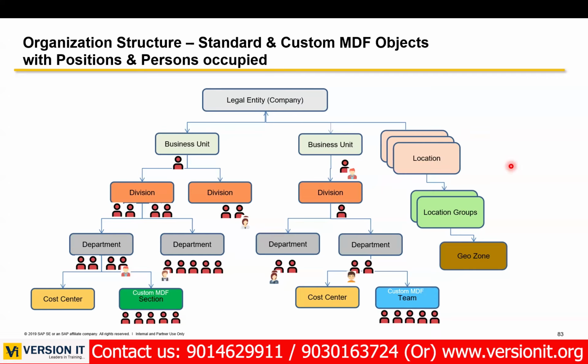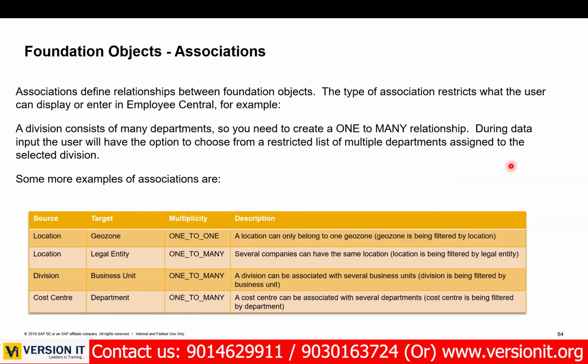Okay, thanks. See, they mentioned different types of associations. We discussed LFO to LFO and MDF to MDF. Location to geo zone is LFO to LFO, a one-to-one association. Location to legal entity is LFO to MDF, a one-to-many association. Then MDF to MDF. Different types of associations that we are using: one-to-one and one-to-many. Two types, one-to-one and one-to-many. Can anyone read this?